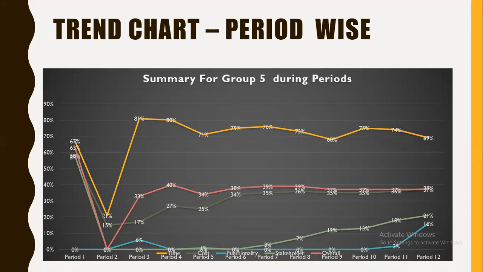And the overall performance of the project is between 30 to 40% during period third to period 12, which remains high and low. In the end, we are at 37% overall in terms of the overall functionality of the project. So this is about the trend chart, how our performance is increasing and decreasing period-wise. So overall, we are at rank third at the 12th period.